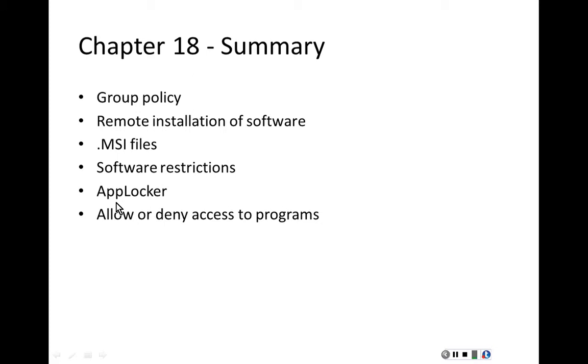Chapter 18, summary. In this chapter, we looked at group policy, how group policy can be used for the remote installation of software, and that a .msi file, a Microsoft installer file, is what's stored on the server in a shared folder, and group policy is used to push it down to the workstations. Software restrictions, which are used in Windows XP and Windows Vista, and AppLocker, which is used in Windows 7, 8, and 9, are used to allow or deny access to particular programs that we don't want users to use.